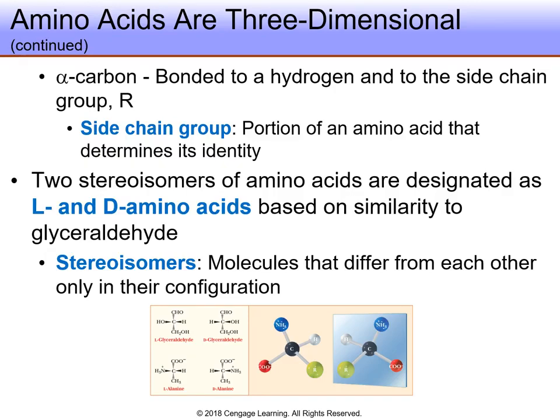Now, we have two stereoisomers of amino acids, the L and D amino acids, based on similarity to glyceraldehyde. And stereoisomers are molecules that differ from each other only in their configuration.